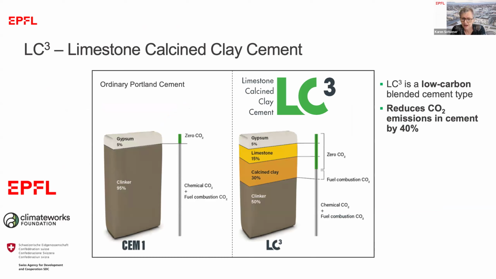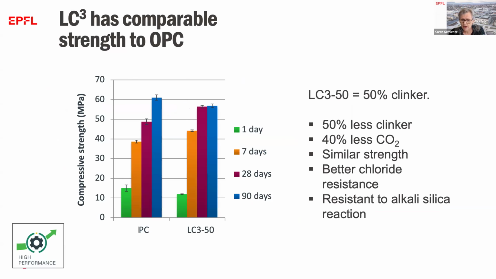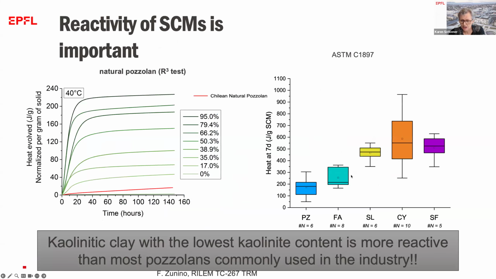So this led to the solution LC3, where we replace half or even more of the clinker by a combination of calcined clay and limestone. And these combinations can have similar strength to reference Portland cement, 40% less CO2 emissions, and much better resistance to chloride and alkali silica reaction.